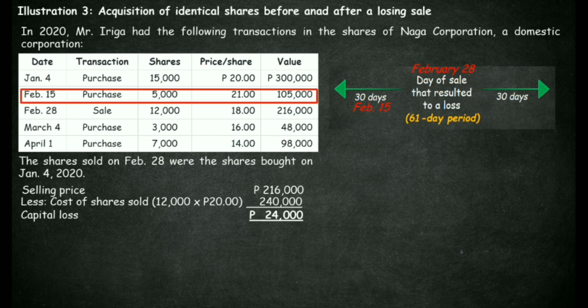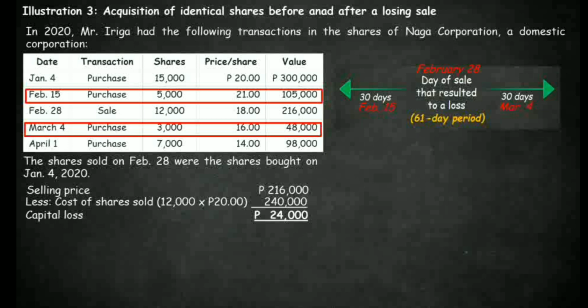Next, purchase transaction happened on March 4. So, this is after the sale. Okay. Check the dates. So, yung February 28, yun yung sale. Tapos, on March 4, ito yung purchase transaction. So, pasok ba sa timeline? Pasok siya, no? Within 30 days after the day that resulted to a loss. Okay, so pasok siya.